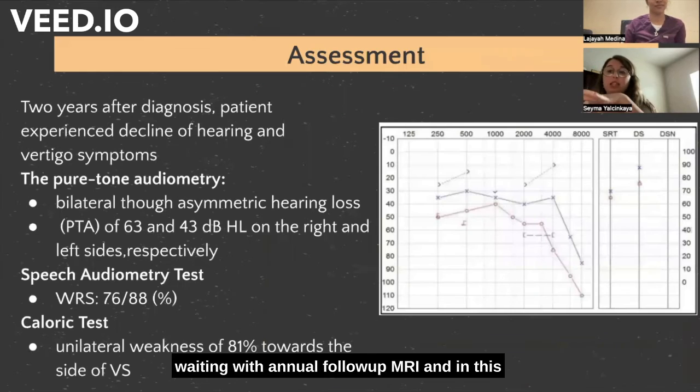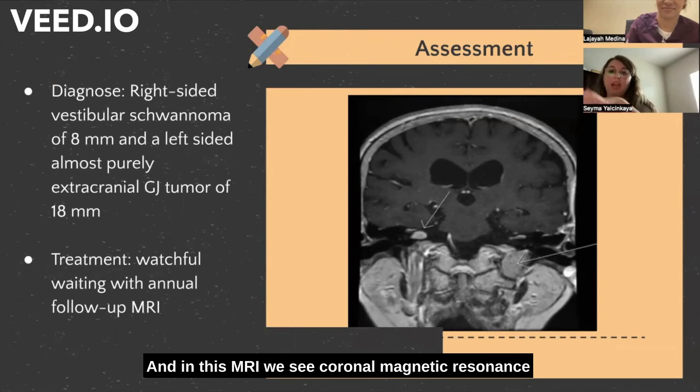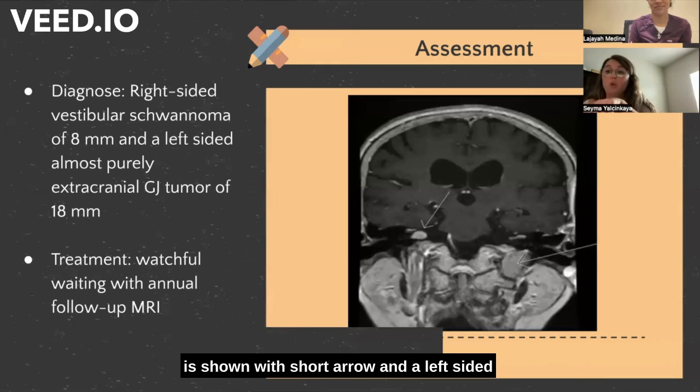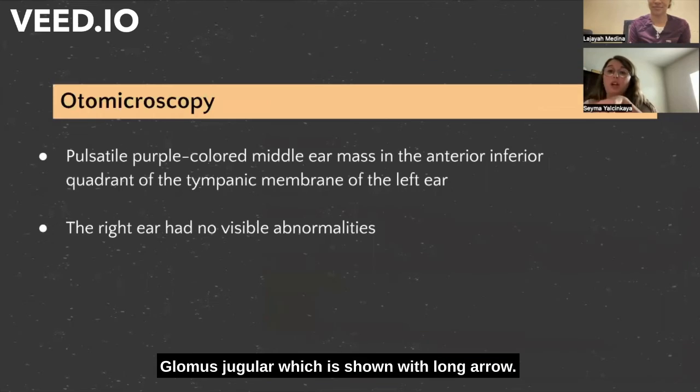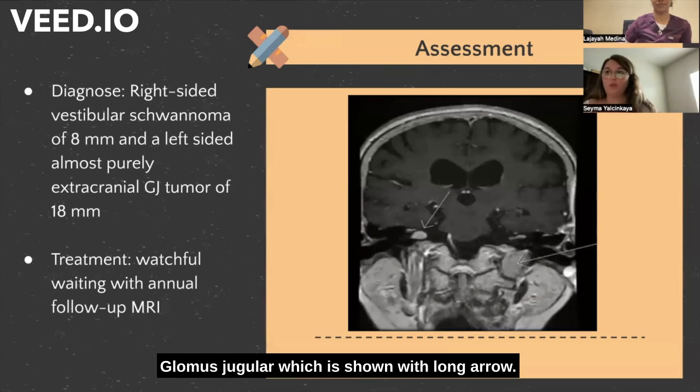And in this image, we see, could you go back to the previous slide? Yeah. In this MRI, we see coronal magnetic resonance imaging that demonstrates a right-sided vestibular schwannoma, which is shown with a short arrow, and a left-sided glomus jugulare tumor, which is shown with a long arrow.